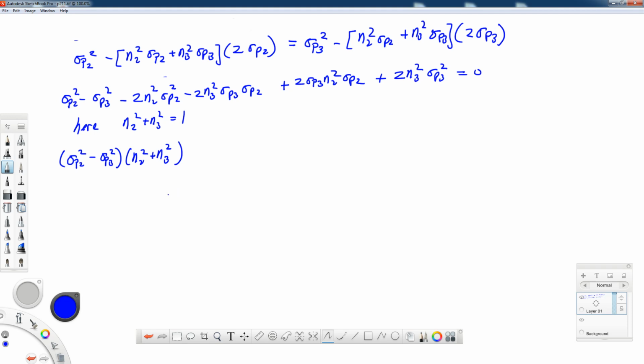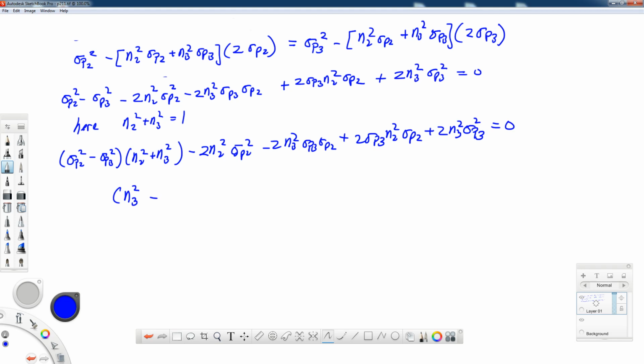And then I'll have all the rest of the terms. If I haven't written any mistakes in here, I'll have all the rest of those terms, and now I can do some manipulations on that, and this will all end up reducing down to a term that looks like this: n3 squared minus n2 squared times the quantity sigma p2 minus sigma p3.